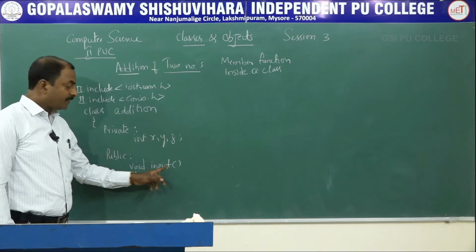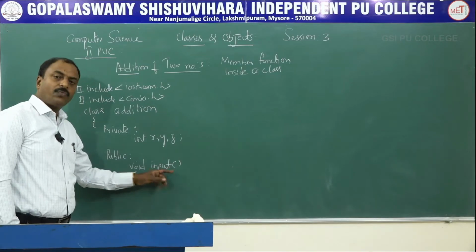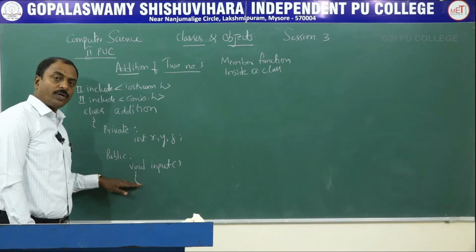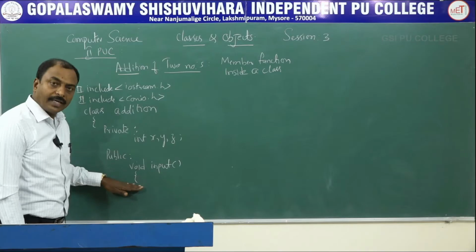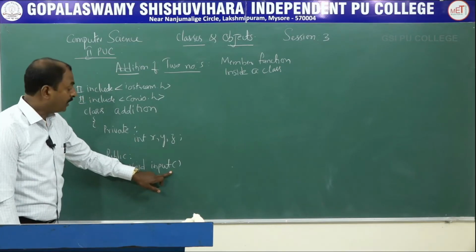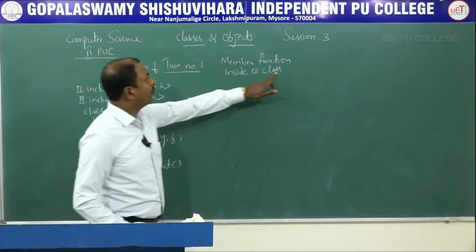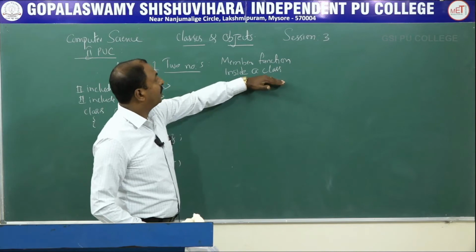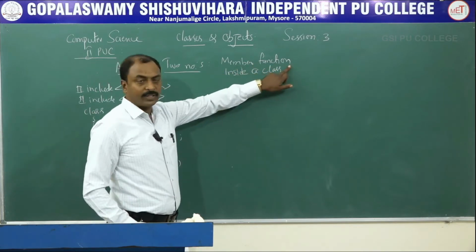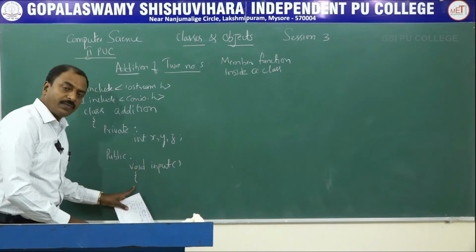So for this, the name of the function is void input. For this we have to write a function definition. Now we are writing the function definition immediately after naming the function here. So that is the meaning of a member function inside a class, or definition of a member function inside a class. This is what I am going to write as the function definition.